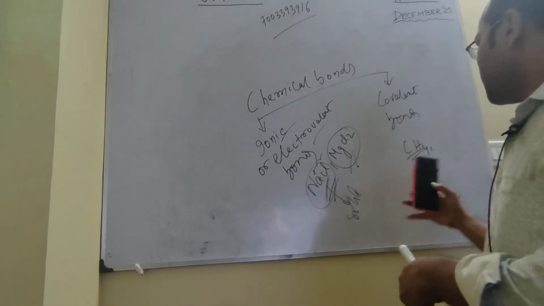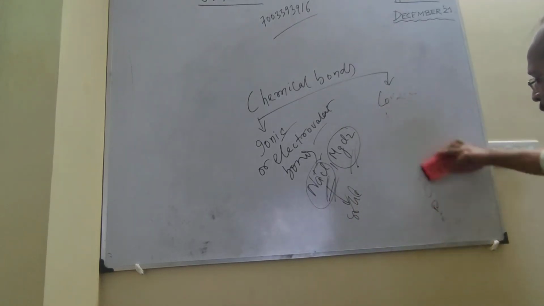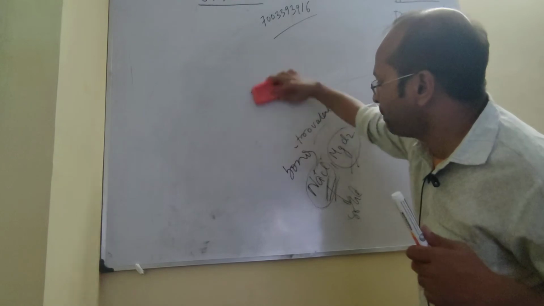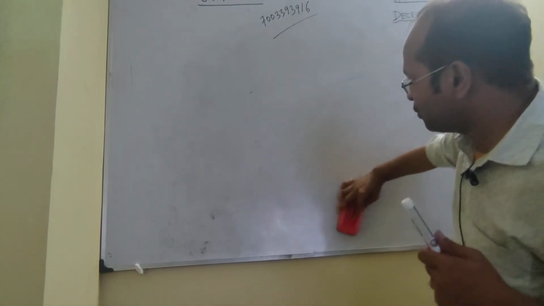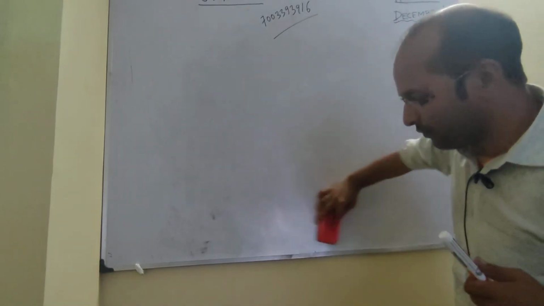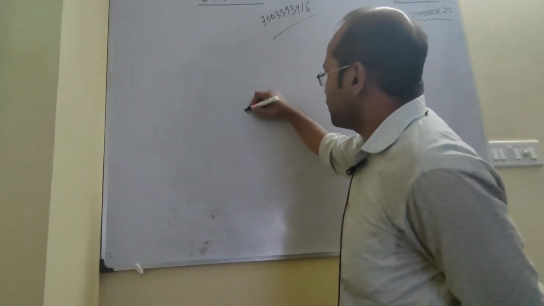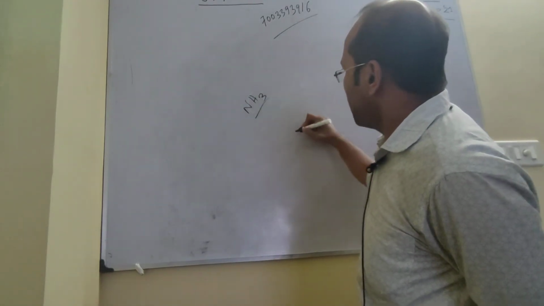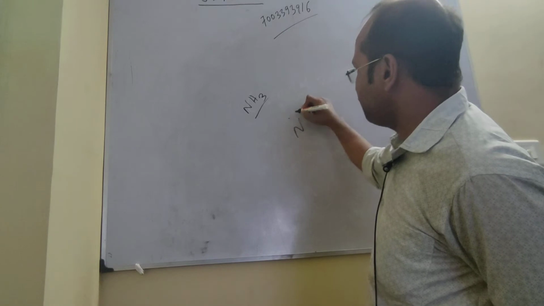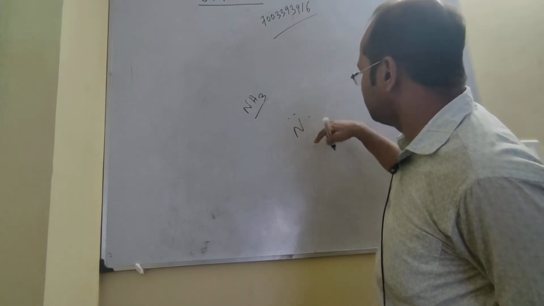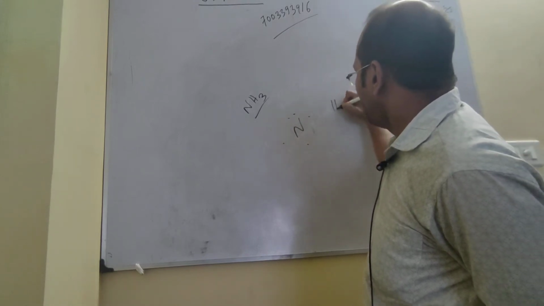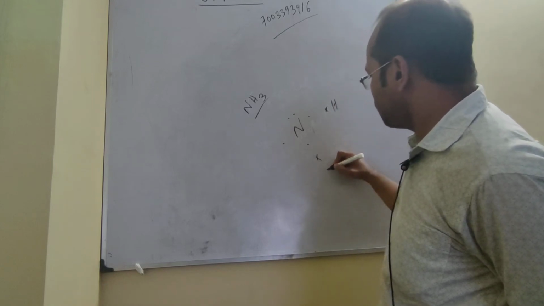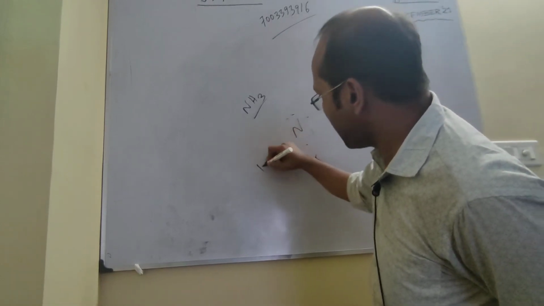Okay, and the next thing that I am going to tell you about is lone pairs. For lone pairs, I have to tell you about the structure of ammonia. The formula for ammonia is NH3. Nitrogen has 5 electrons in its outermost shell. One will bond with hydrogen, another will bond with hydrogen, and another will bond with hydrogen.